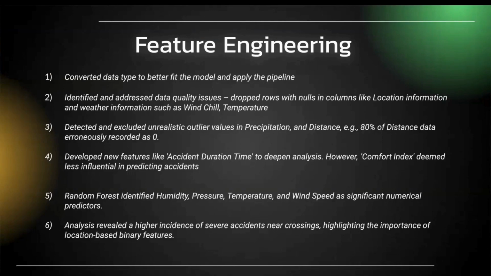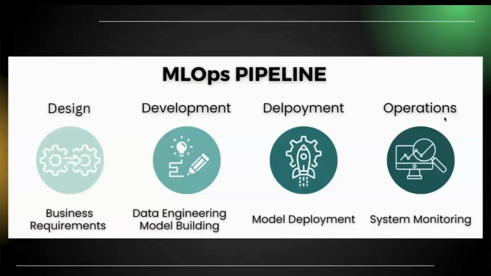We have developed new features like accident duration time to deepen the analysis. We have implemented random forest and identified humidity, pressure, temperature, and wind speed as significant numerical predictors. Analysis revealed a higher incidence of severe accidents near crossings, highlighting the importance of location-based binary features.